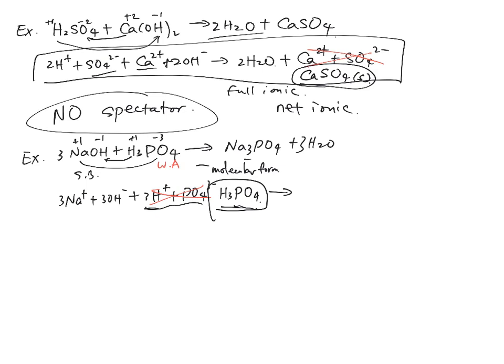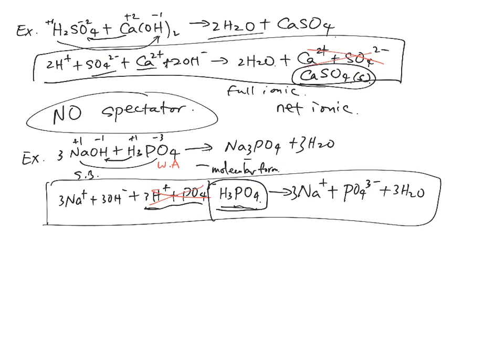And then, anything that contains sodium is soluble, so 3 sodium ions and a phosphate ion, you have to dissociate that. And water is a regular molecule, you can't dissociate that. All right, this is your full ionic equation.